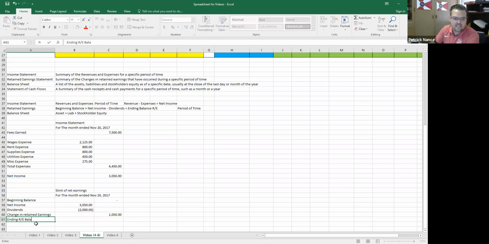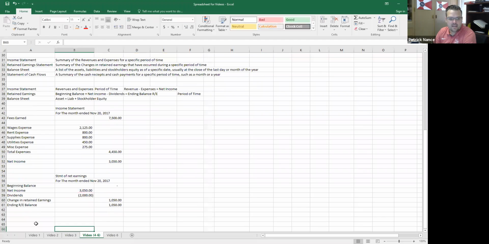You could date these instead rather than beginning and ending. You could say November 1st to November 30th, since this is a month. If it was a year, January 1st, December 31st, however you want to do it. It does matter that you have the dates correct, because that's the only way the reports are informative.